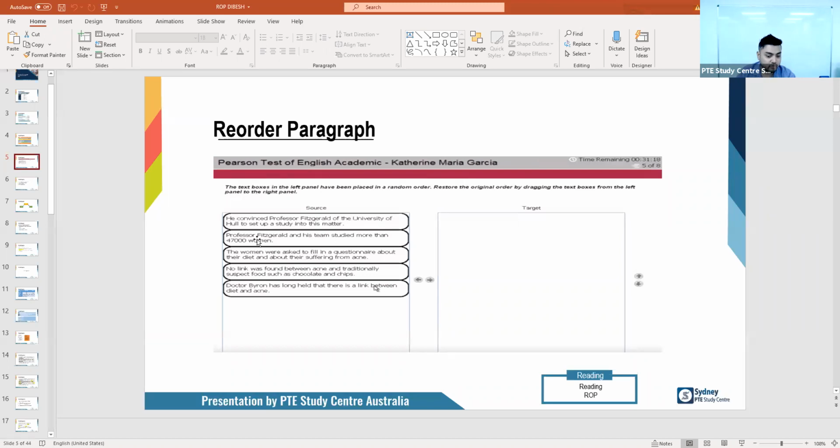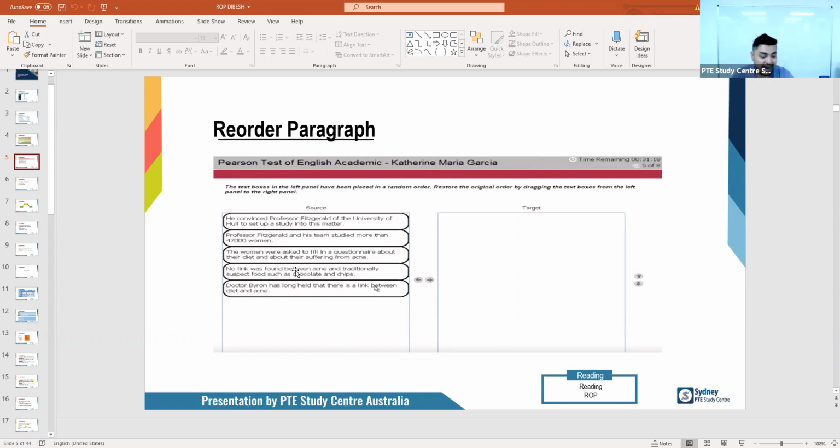After putting Professor Fitzgerald and his team studied more than 47,000 women as my third sentence, out of these two sentences, which one has the word clue again? The third one has it, because it started with the woman. Now we know these two are pairs together. So this is my first sentence, my second sentence, third sentence, and fourth sentence because of the word clue, the woman. And I'm left with only one sentence now: no link was found between acne and traditional diet, which is the result.